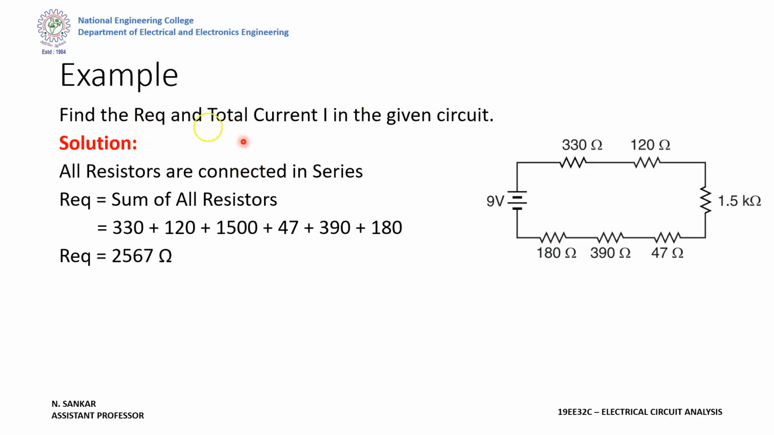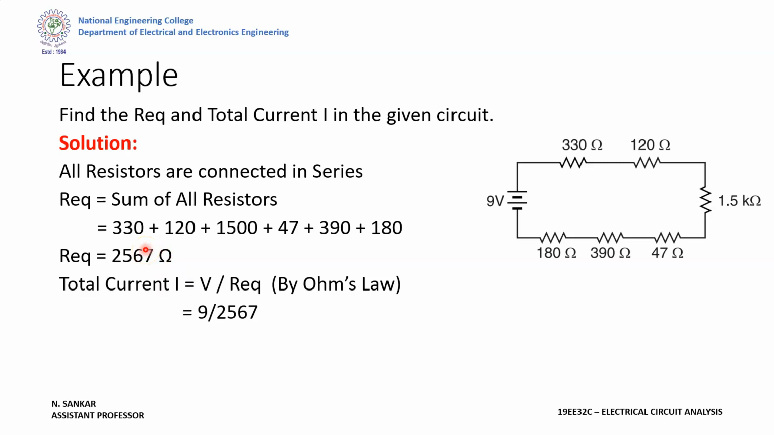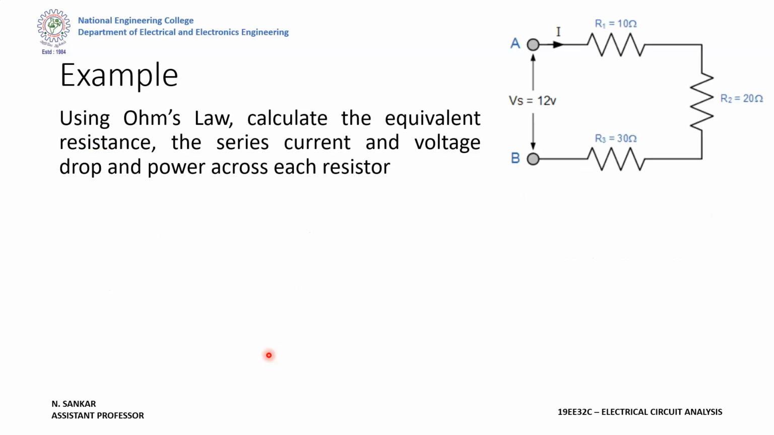Now they asked for the total current I. So total current I is nothing but the current through the circuit. As per Ohm's law, I is equal to V by R. Here V they have given us as 9 volt and R we just found out as 2567. So I is equal to V by R equivalent, 9 by 2567, which is equal to 0.0035 ampere. Or simply you can convert that to milliampere, that is 3.5 into 10 power minus 3, which is equal to 3.5 milliampere.